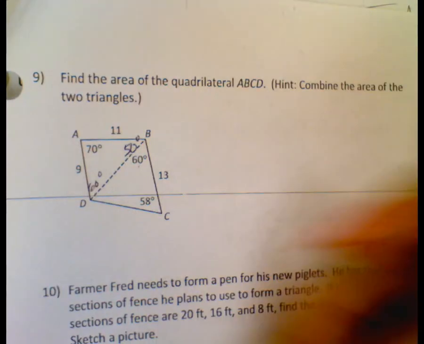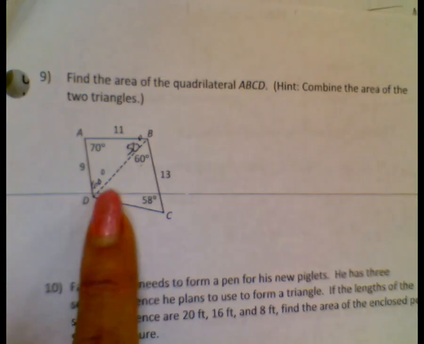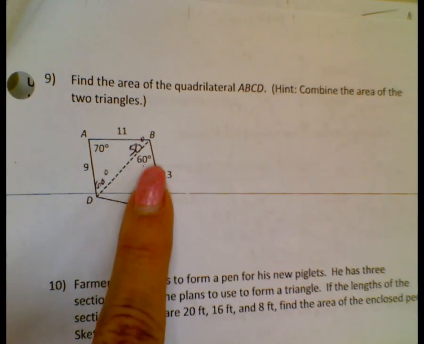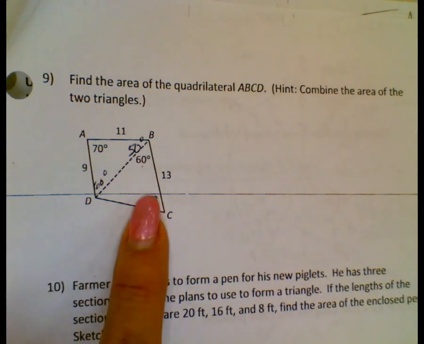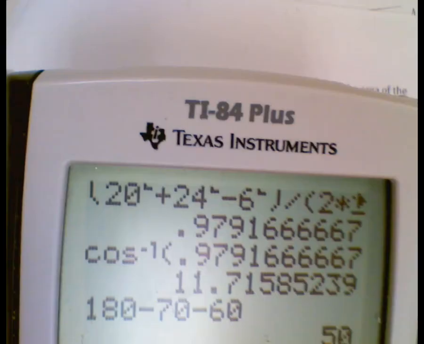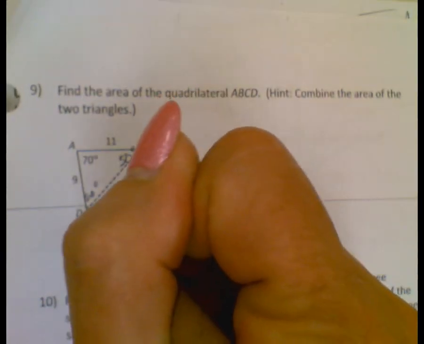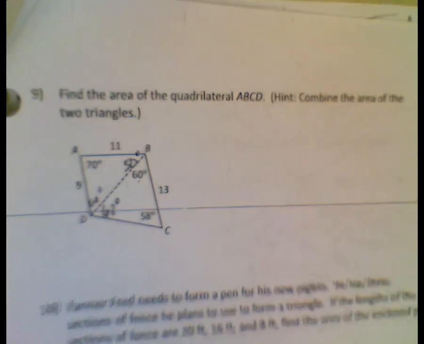50. So this one's 50. And then we should be able to find this angle down here by taking 180 minus 60 minus 58. Do you guys see that? So 180 minus 60 minus 58 is 62. So we've got all 3 of these filled out.